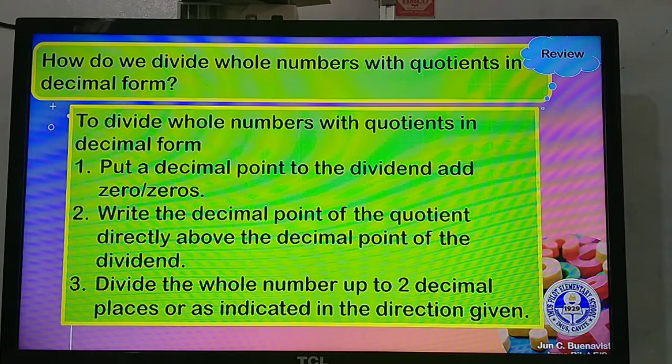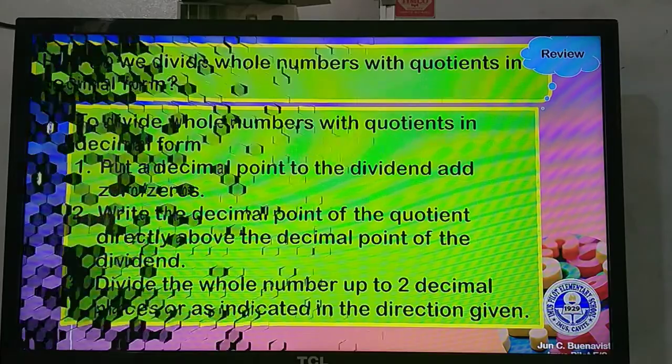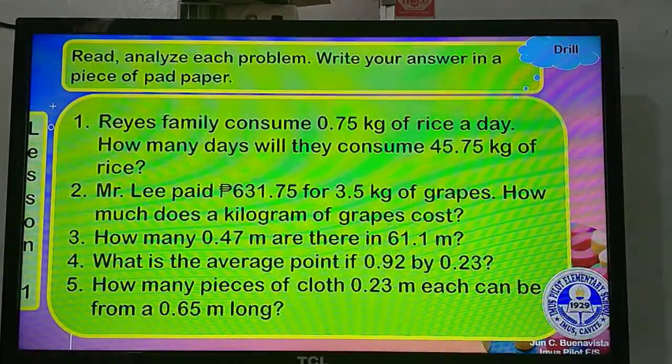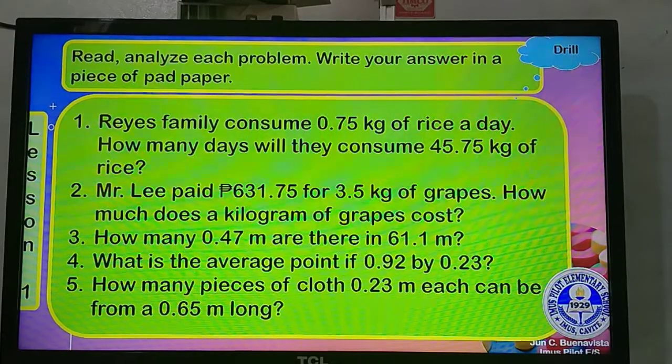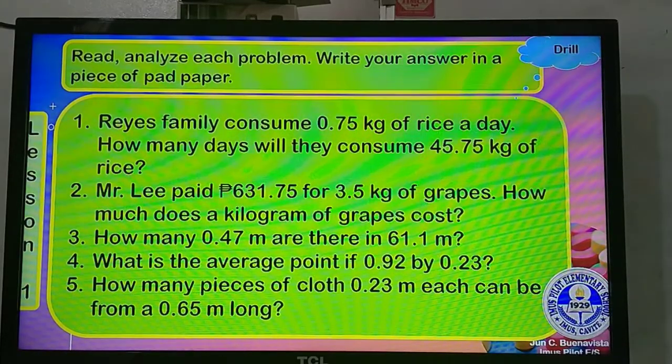Now, let's go to your quiz. We're going to check it this morning. Ready your answer sheet or your pad paper. We're going to check your quiz from last week. The direction is: read and analyze each problem, and write your answer on a piece of pad paper. Number 1: Mrs. Reyes's family consumes 7.500 kilograms of rice a day. How many days will they consume 45.7500 kilos of rice? So 45.7500 divided by 7.500 equals 60 days. So the answer for number 1 is 60 days.